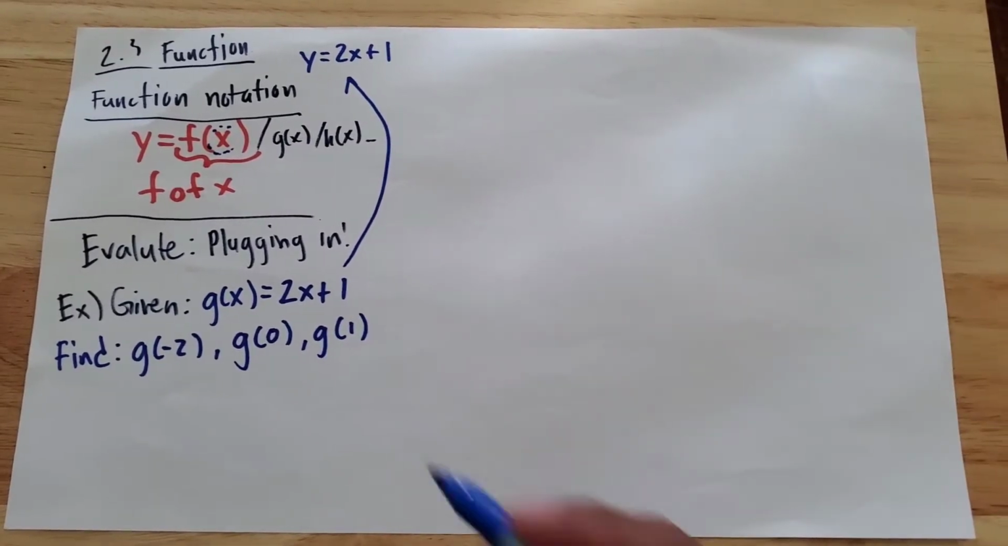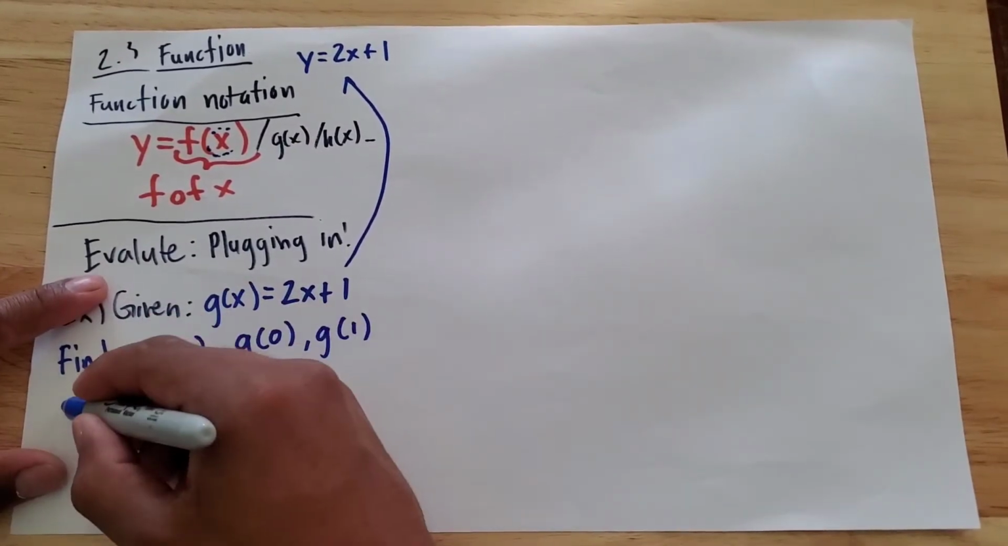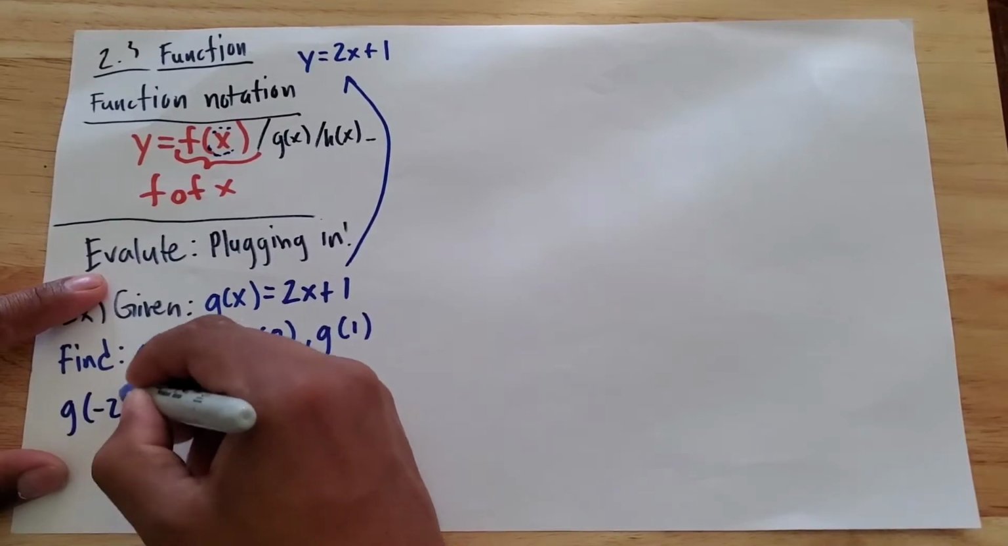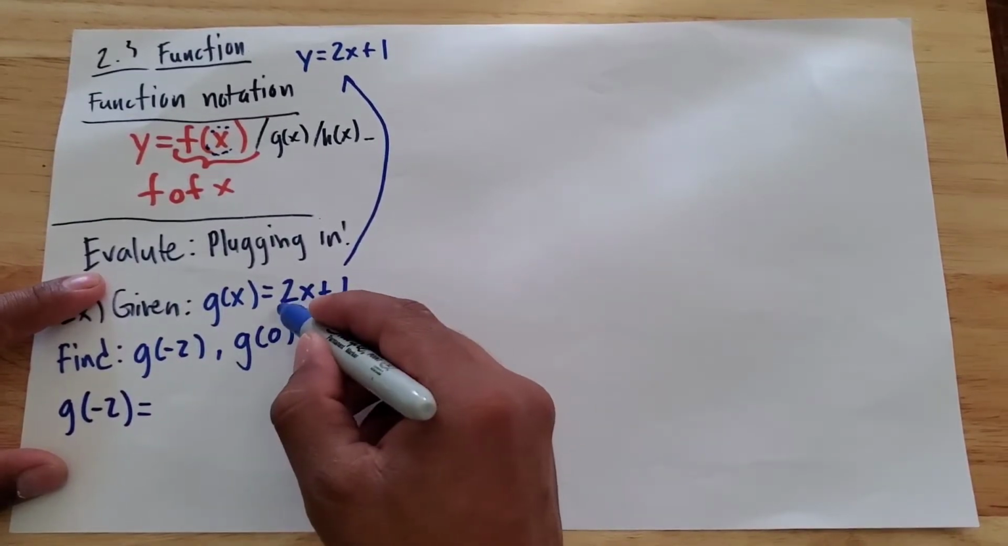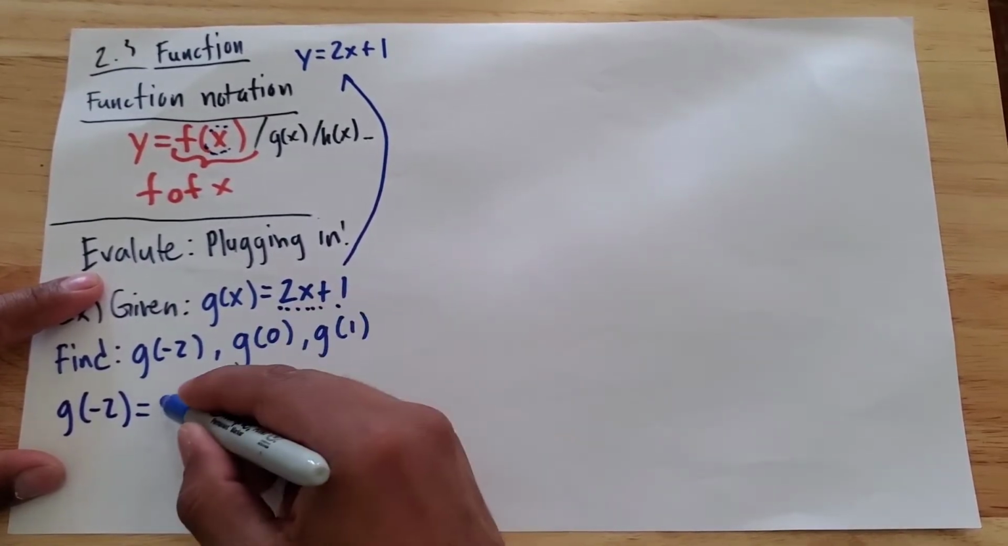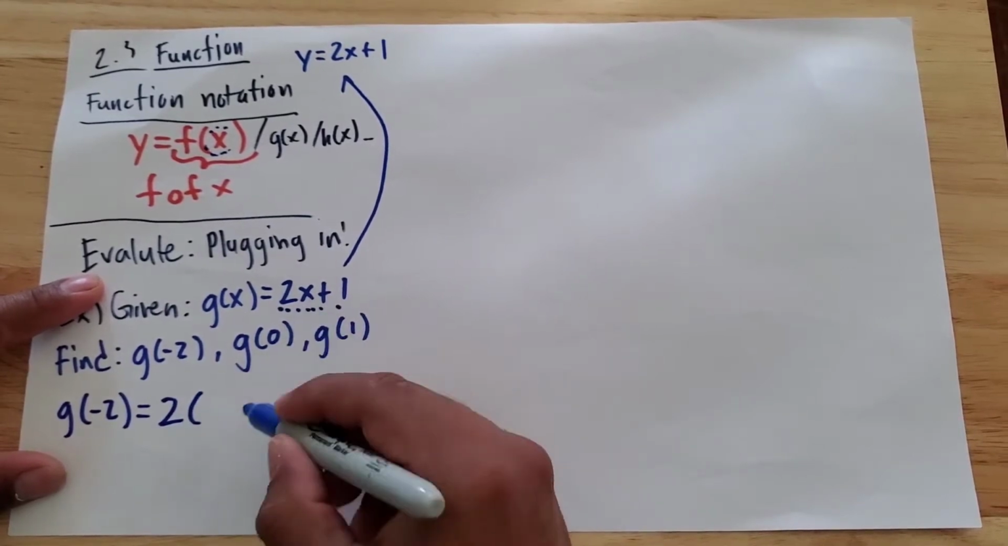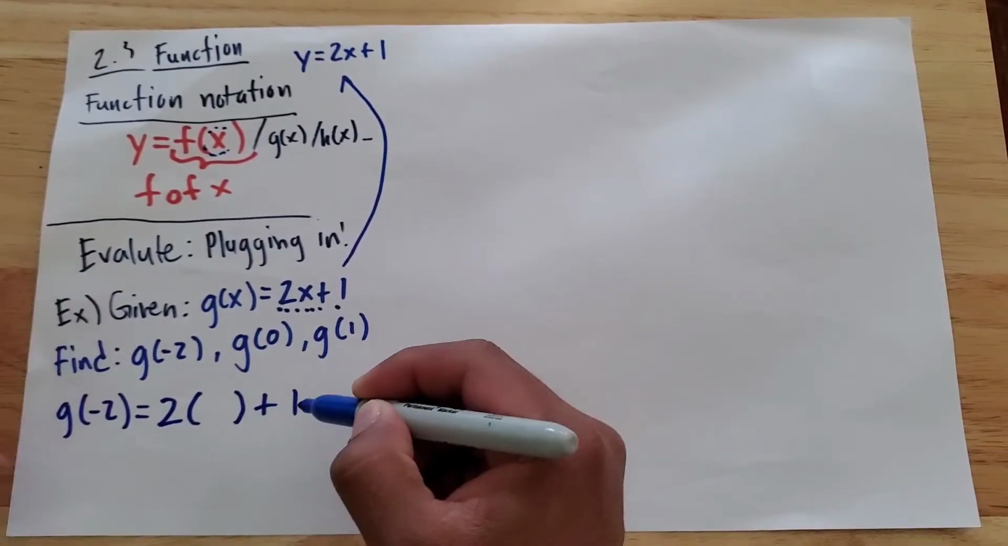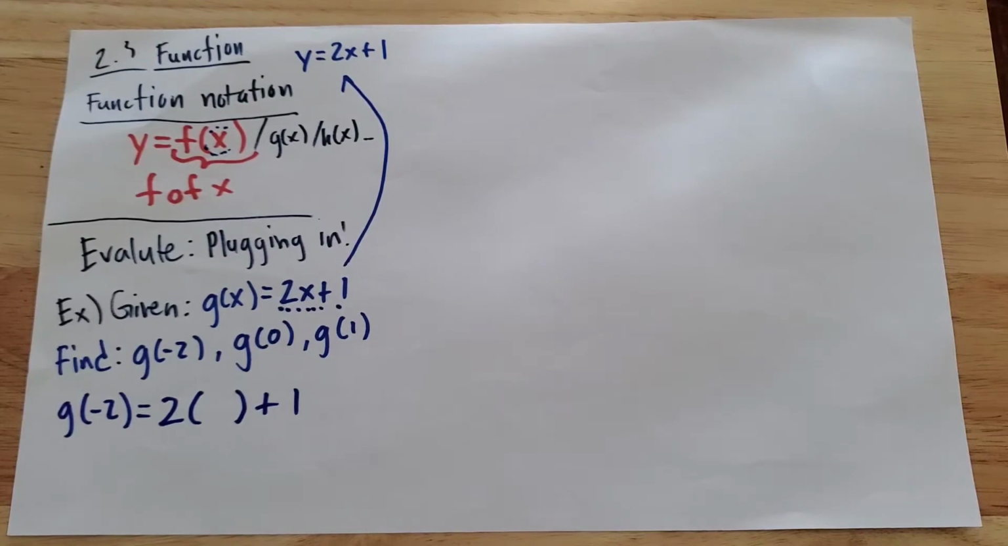So it's exactly the same thing. Nothing's changing. So for the first one, to find g of -2, that means I have to look at this right hand side here. And I'm going to replace everywhere I see an x with that -2.